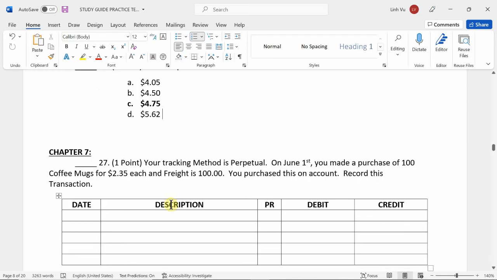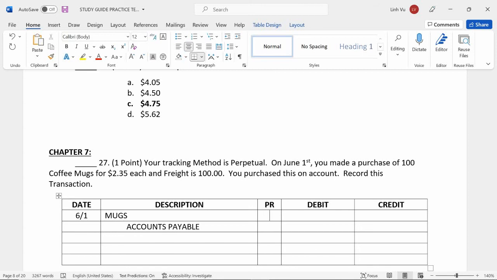So here we're practicing journalizing perpetual inventory. It's June 1st. We bought 100 coffee mugs at $2.35 each with freight costing $100. So how am I going to journalize this? Mugs and cash? Oh, wait, is it accounts payable? Good, accounts payable.